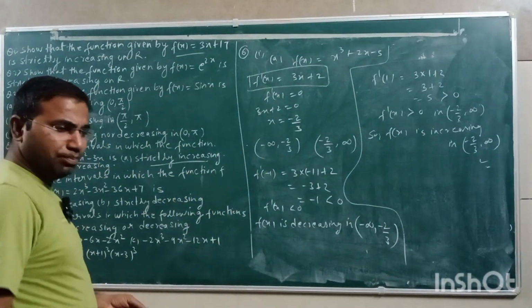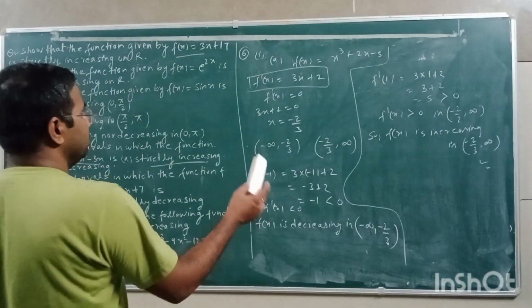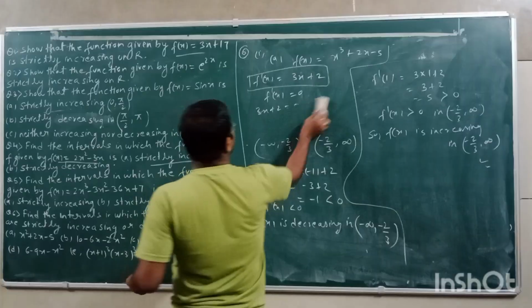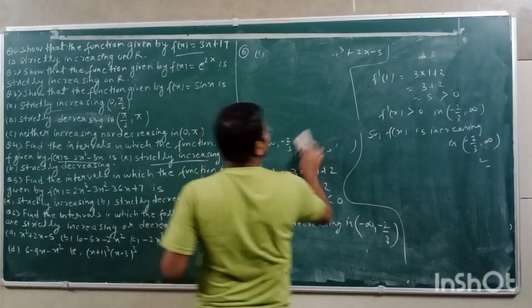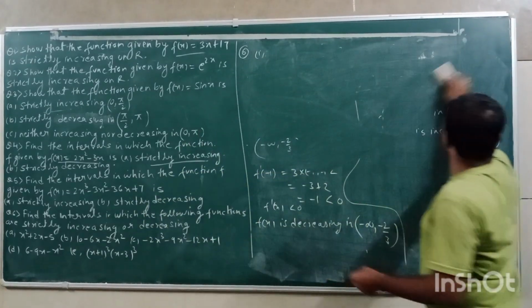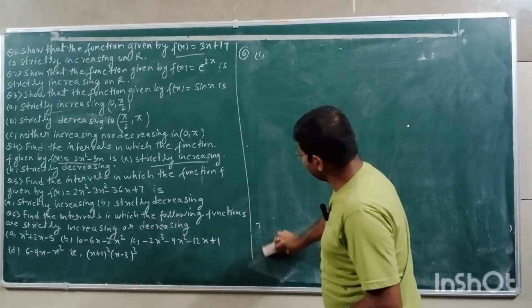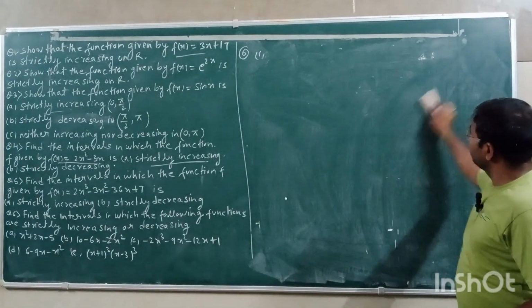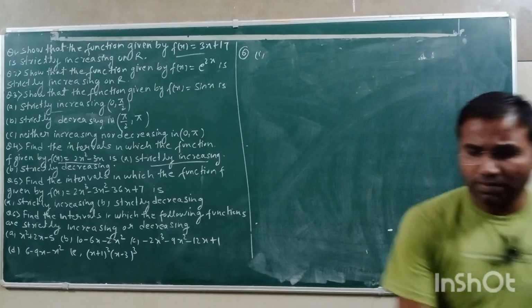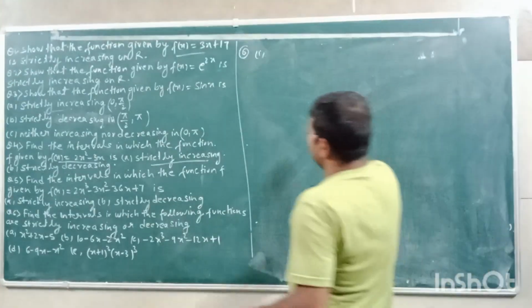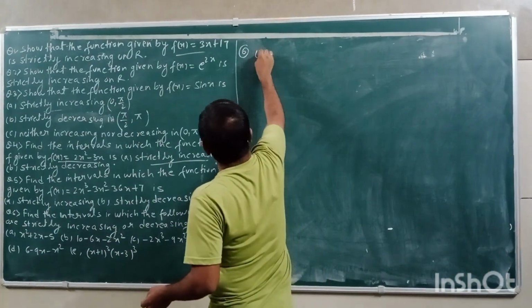Now let us see B. For writing B I have to raise. I hope you have noted down. Okay, now see B.